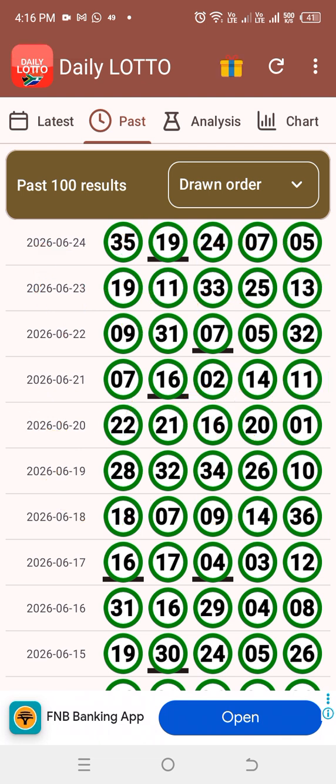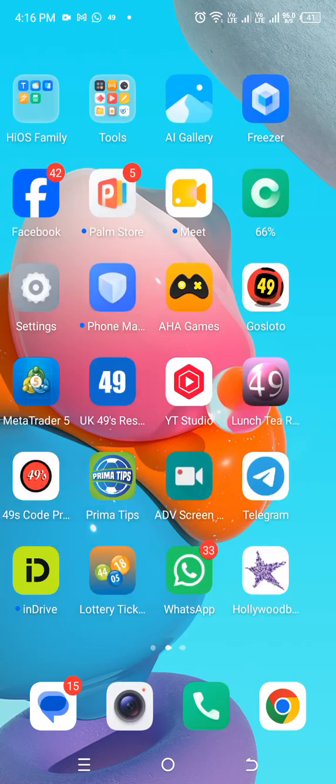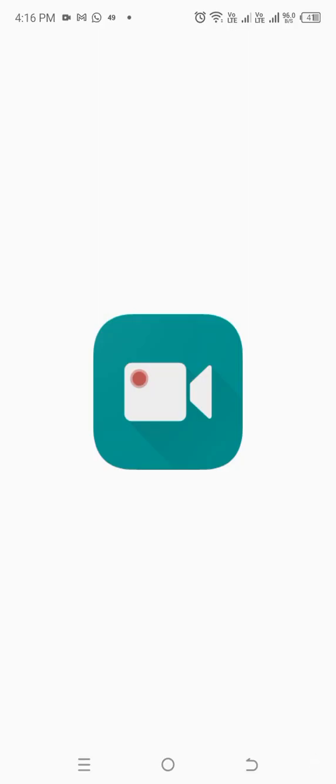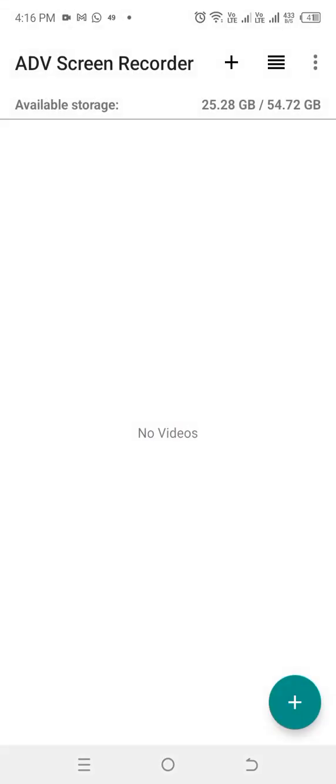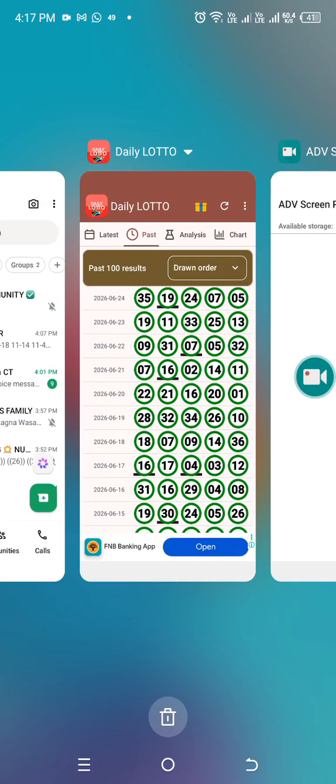So as you can see, South African daily lotto is in draw order. So I'm trying to get the pencil so that we can start. I don't do this lotto because of the app. It's really because of a lot of advertisement. The pencil doesn't work properly. So that is the main reason, right?